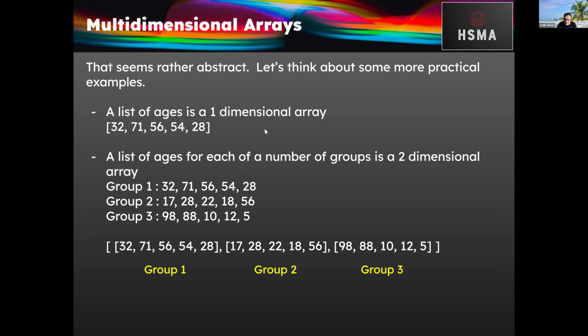If we had a list of ages, that's an example of a one-dimensional array. Okay, it's a simple list with some ages. That's a one-dimensional array. If we had a list of ages for each person in a number of groups, that would be an example of a two-dimensional array. Our two dimensions would be individuals and groups. Okay, so we might have three groups, and each group has 5 people in it, and each of those people has a different age. That's a two-dimensional array.